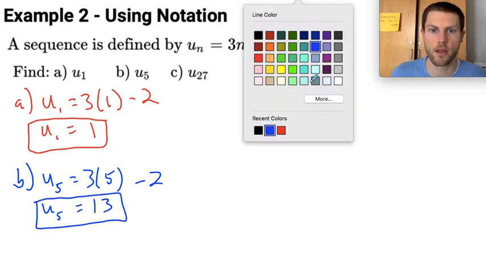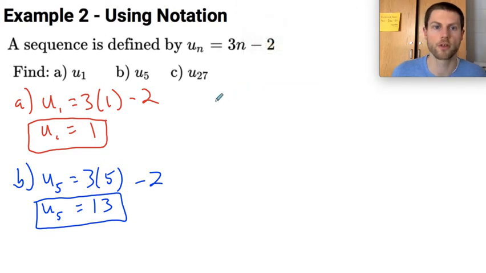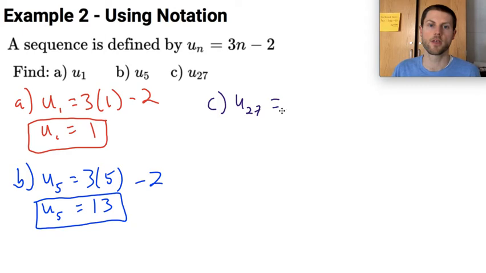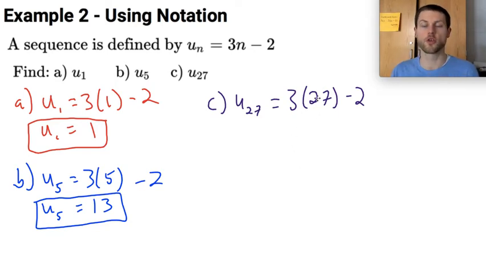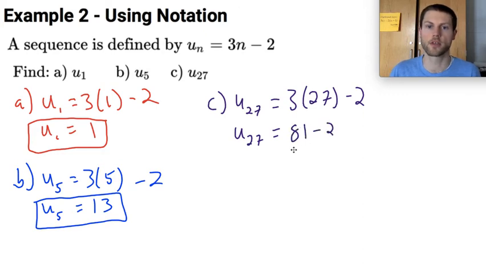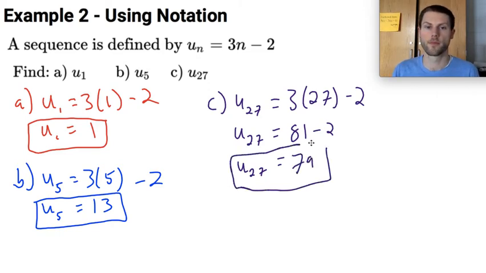And then finally, let's go for letter C. I want the 27th term. That's going to be given as 3 times 27 minus 2. This would be the 27th term, so I'm putting in 27 for the number n. And so u sub 27 is going to equal, let's see, 81. Oh, I guess I should have known that. That's 81 minus 2. So u sub 27, the 27th term in the sequence, is 79.